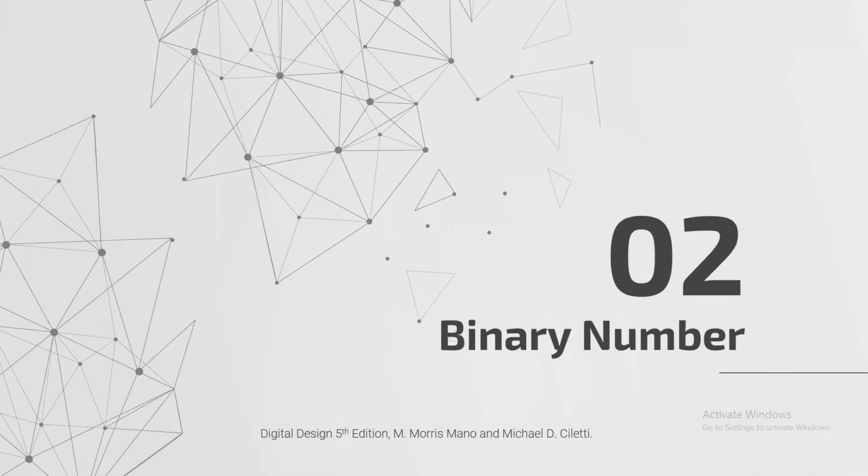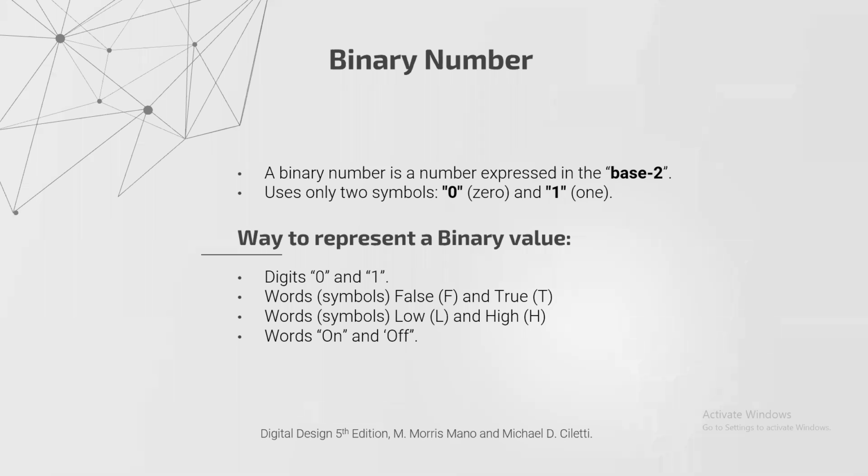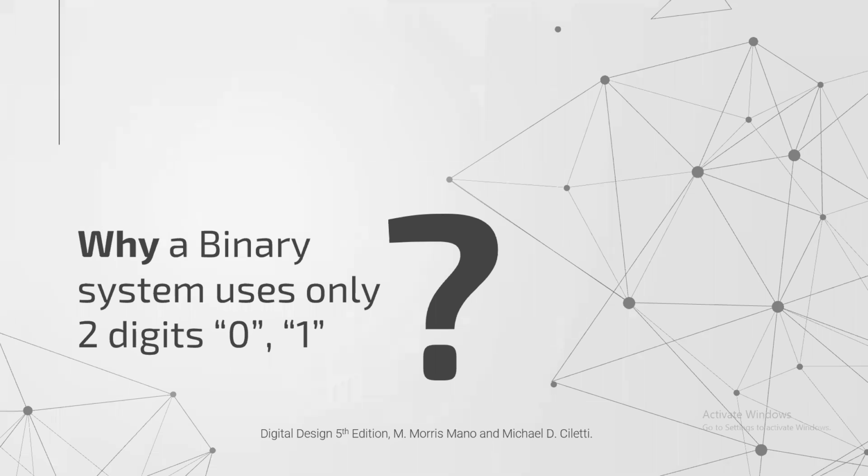Binary number. A binary number is a number expressed in base 2, which uses only two symbols, typically 0 and 1. A binary value can be represented abstractly by the digits 0 and 1. Sometimes we use words like false and true, low and high, on and off. So why does the binary system use only two digits, 0 and 1? Well, because in a digital system any logical circuit has only two states, which are on and off. It can be useful to know that 0 refers to the input low, and 1 refers to the high.